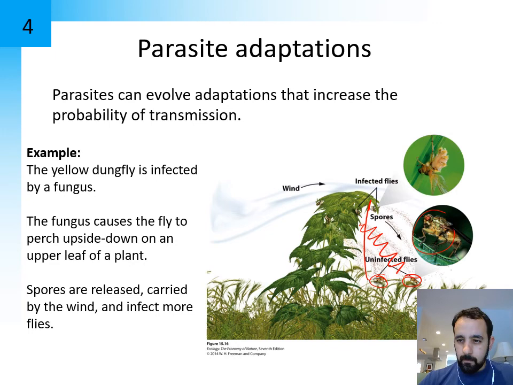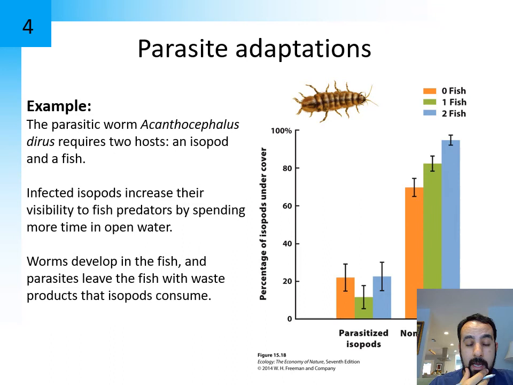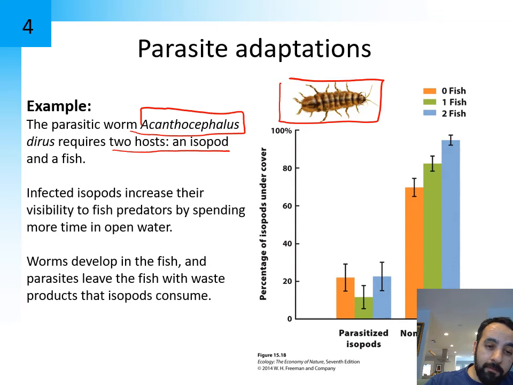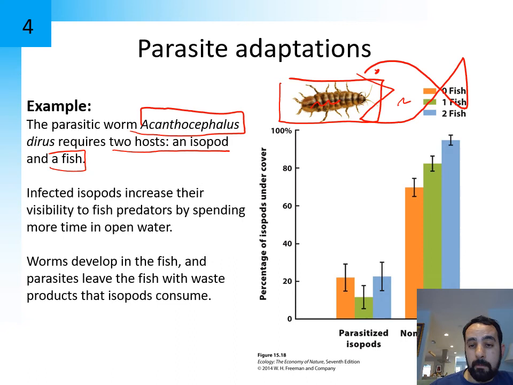And here's another example of parasite adaptations. This isopod that I have right here, an isopod is a relative of shrimp, gets infected with a parasitic worm called Acanthocephalus. But this worm requires at least two hosts, like an isopod and a fish. So the worm that is inside this guy has to complete its life cycle: it has to infect a fish that will come eat the isopod, and then you infect the fish, and the cycle repeats. But it has to have these two hosts, right?